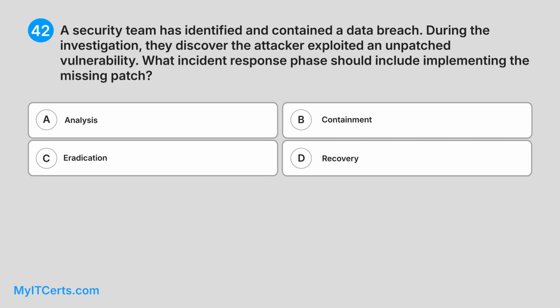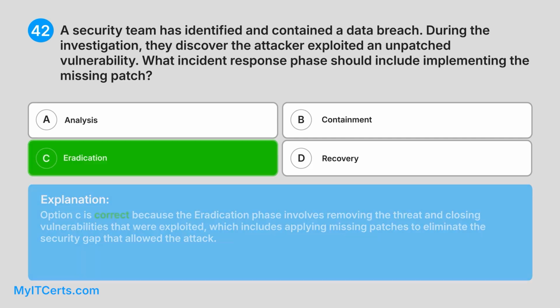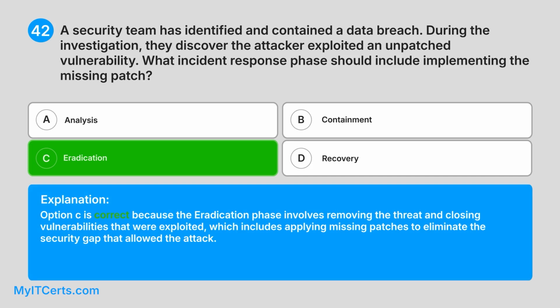Correct answer: C. Eradication. Explanation: Option C is correct because the eradication phase involves removing the threat and closing vulnerabilities that were exploited, which includes applying missing patches to eliminate the security gap that allowed the attack.